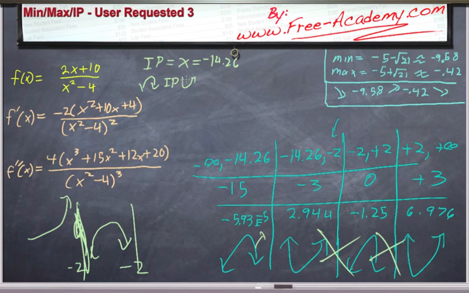You're decreasing before the IP. You're concave up until your asymptote. You're concave down to your second asymptote. And you're concave up after that. So we'll make that note there.